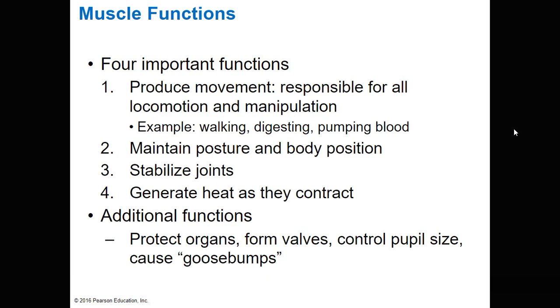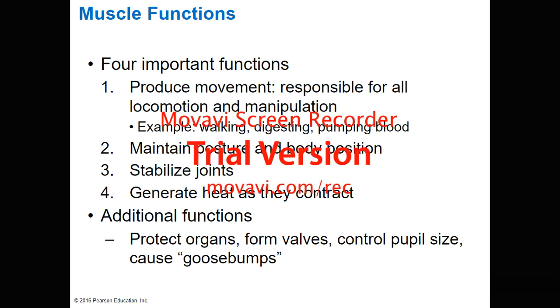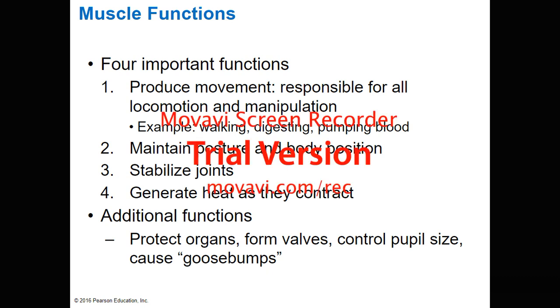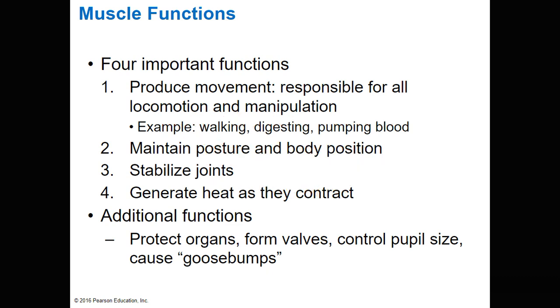So, the four important functions of muscles. They produce movement. They're responsible for all the locomotion and manipulation. They maintain posture and body position, stabilize joints, and they can generate heat as they contract. So that's one way that your body can maintain homeostasis. If it's cold outside, you shiver, and that shiver is your muscles contracting to generate heat. Some additional functions: they protect organs, form valves, control pupil size, and cause goosebumps.